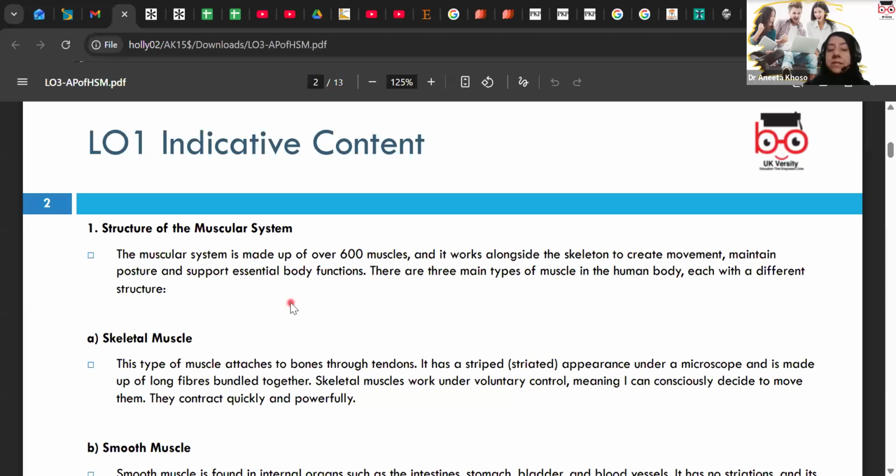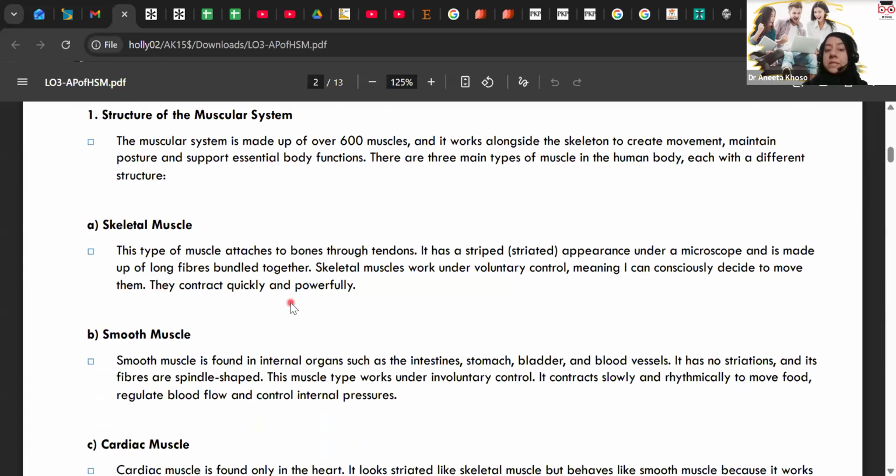So you have the skeletal muscle, and this type of muscle attaches to the bone through the tendon. So the muscle won't directly attach itself to the bone. It is attached through the tendons. It is striped, also known as striated in appearance under a microscope, and it is made up of long fibers which are bundled together. Skeletal muscles work under voluntary control, which means that you can consciously decide to move your muscles, and they contract quickly and powerfully.